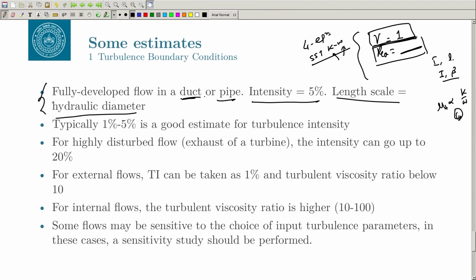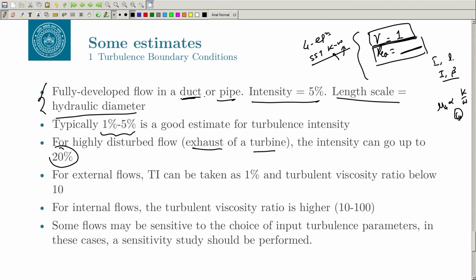And if you do not have any information about the turbulence intensity, typically 1% to 5% is a good estimate. But if you are dealing with a very disturbed flow, for example an exhaust turbine, then the intensity can go very high, up to 20%. And these flows are very sensitive also. So you have to do some kind of sensitivity analysis to get the parameters right.